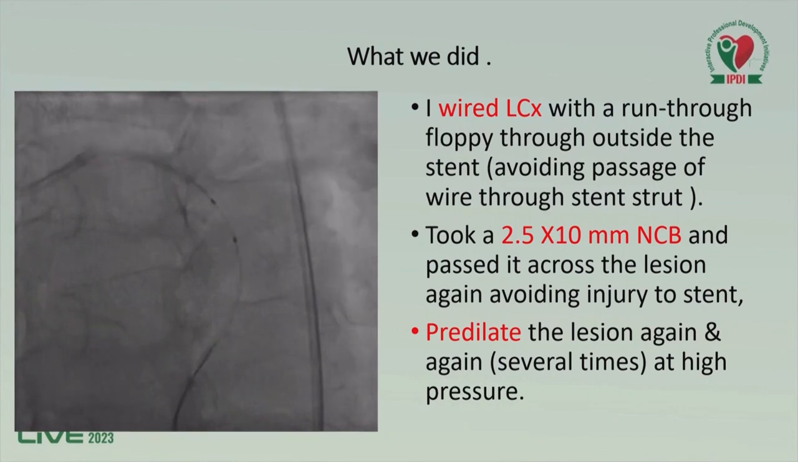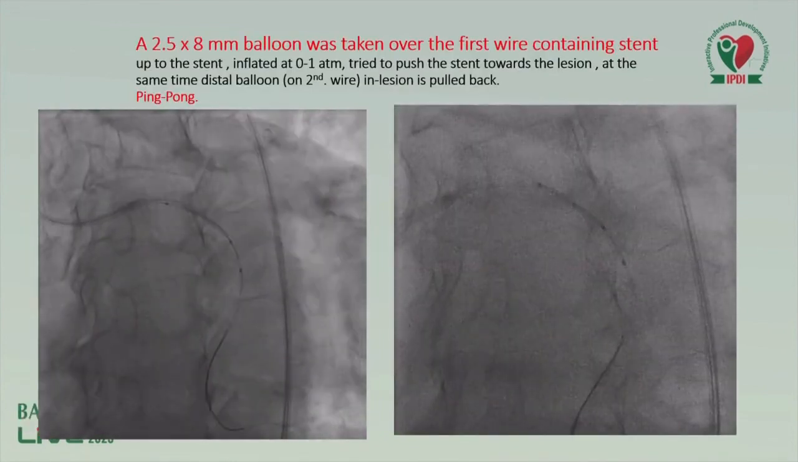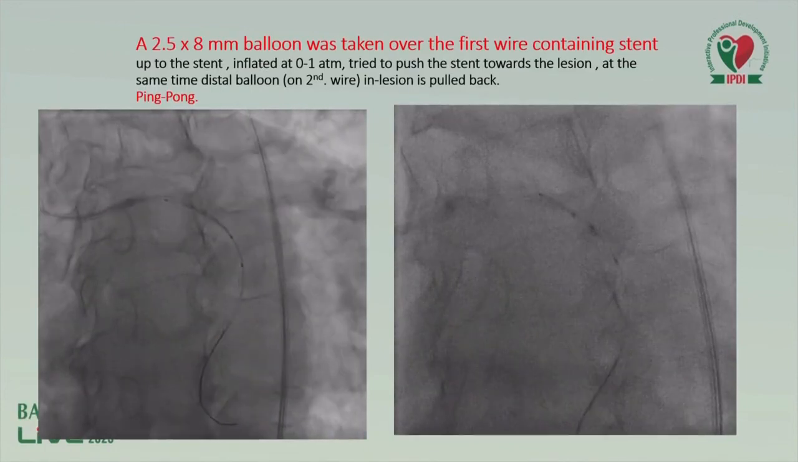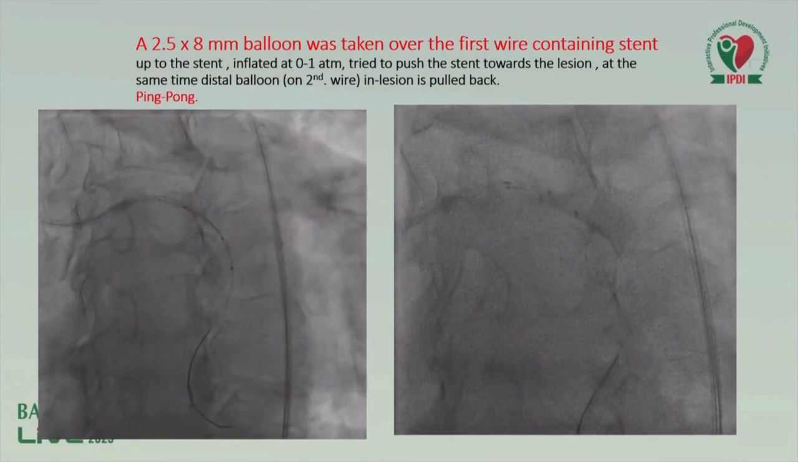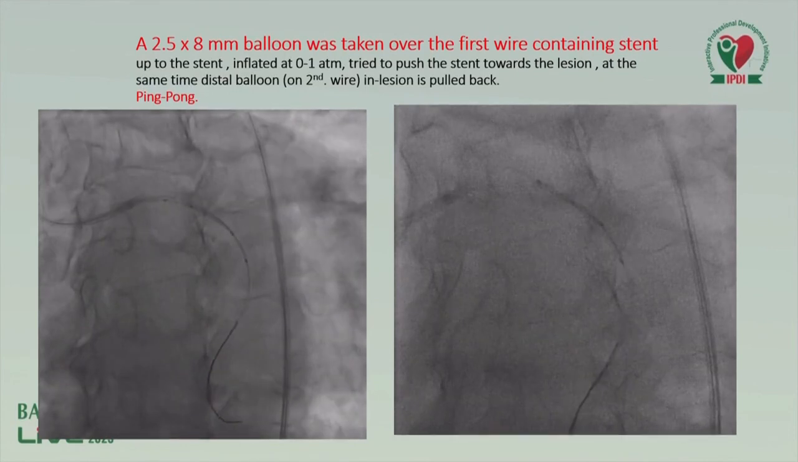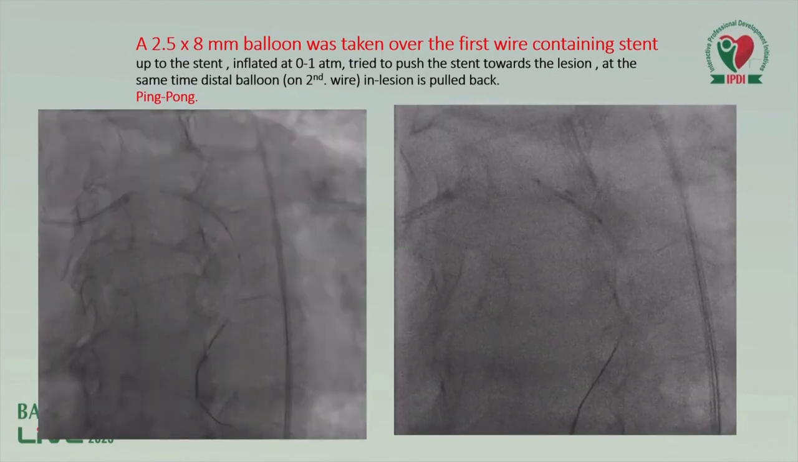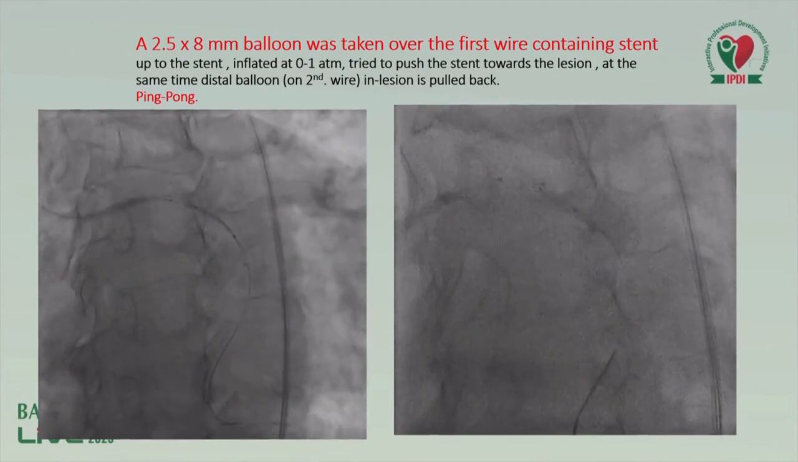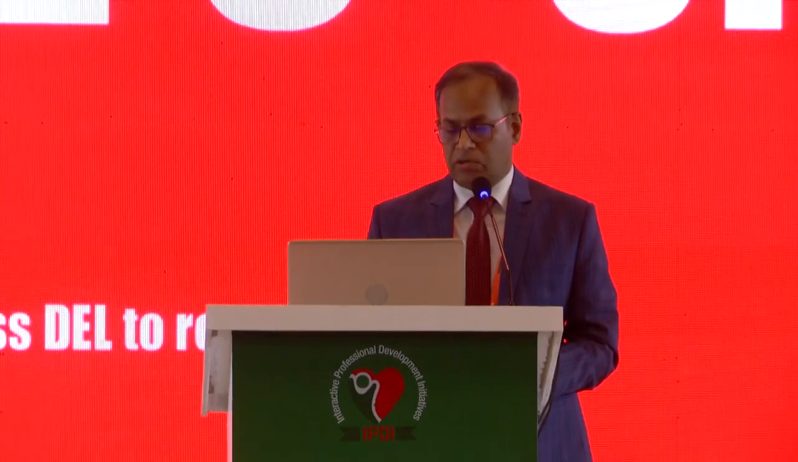After pre-dilatation, I took another balloon over the wire that was with the stent, and that was inflated at 4-5 atmospheres, and that was pushed, and the other balloon that was used for pre-dilatation was pulled back. That is some kind of ping pong method. And this way the stent was placed in the lesion, and it was inflated, and ultimately with the same stent.